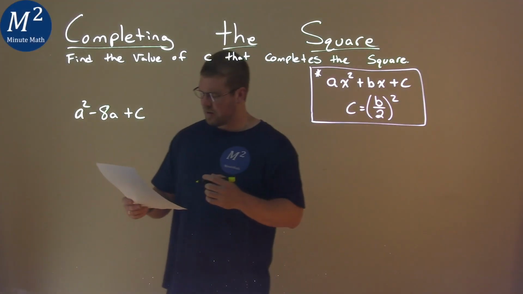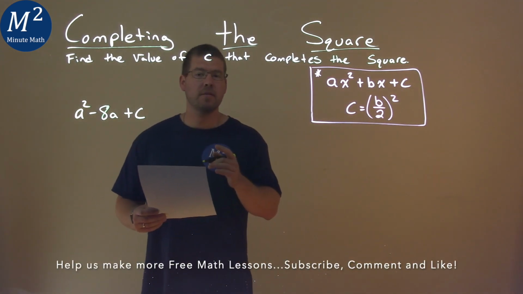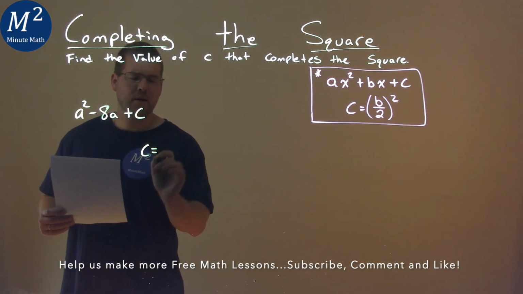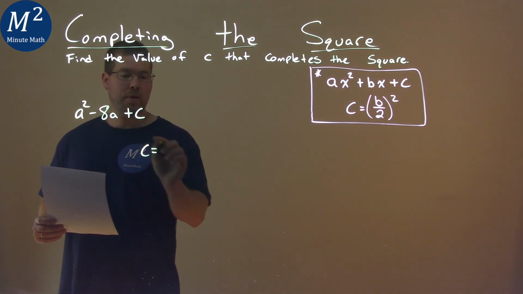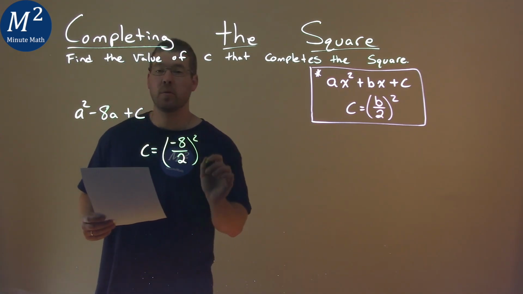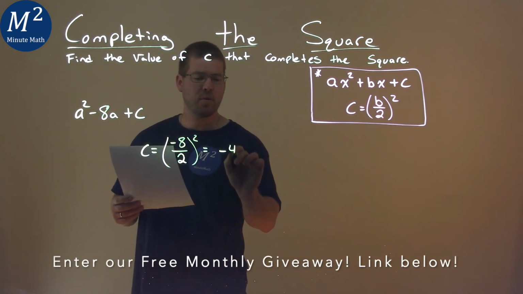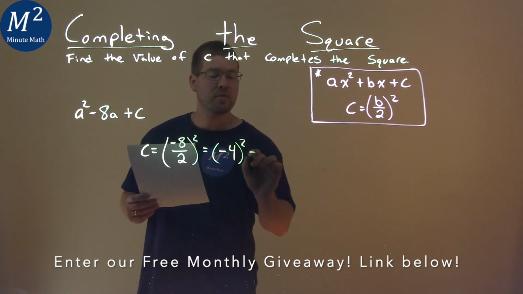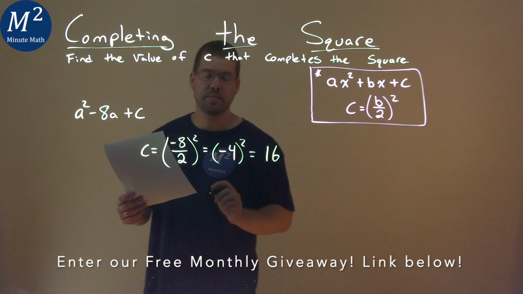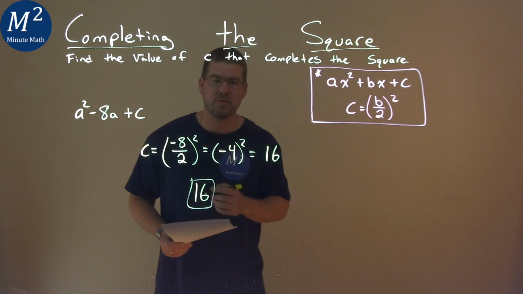We're given this problem right here, a squared minus 8a plus c, and we need to find the value of c that completes the square. So my formula tells me that my c value is equal to my b value, negative 8, divided by 2, all squared. Well, negative 8 divided by 2 is a negative 4. And when we square a negative 4, it becomes a positive, and it's a positive, well, 16. And so 16 is the value of c that completes the square.